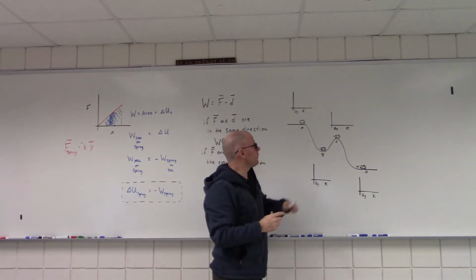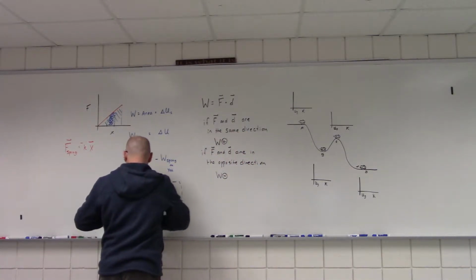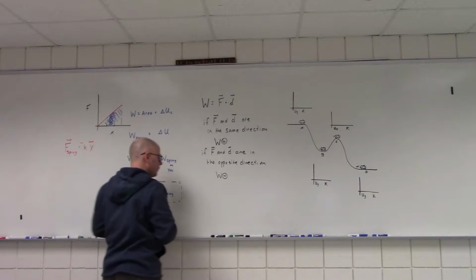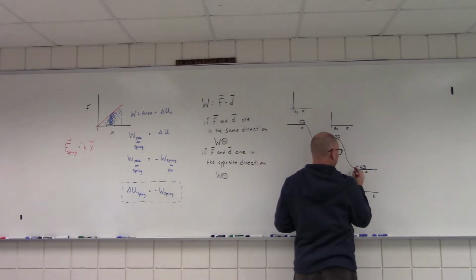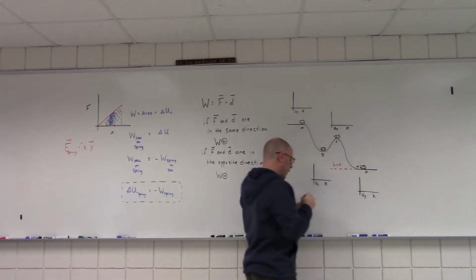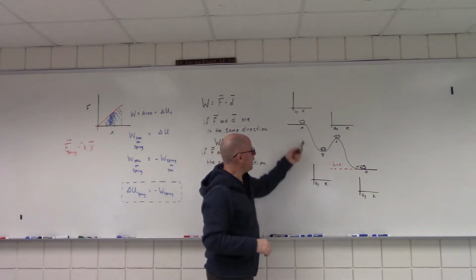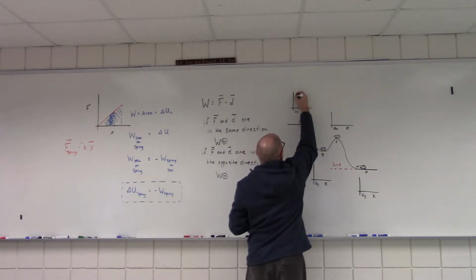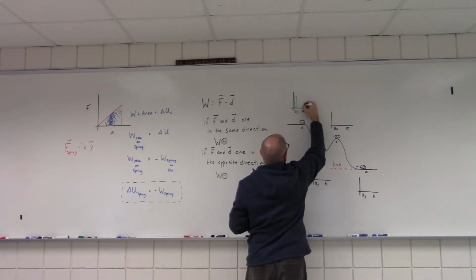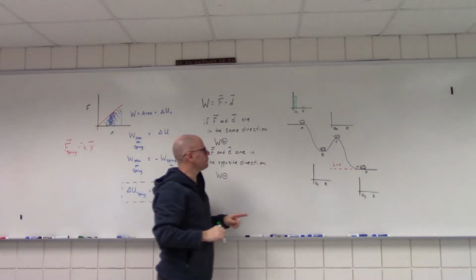And so let's look at them. Here, we'll call this down here, we'll let this down here be our h equals 0. We'll measure all our gravitational potentials up from there. So here it's the highest, it has the most gravitational potential. And it's moving slow, so it has a little bit of kinetic.